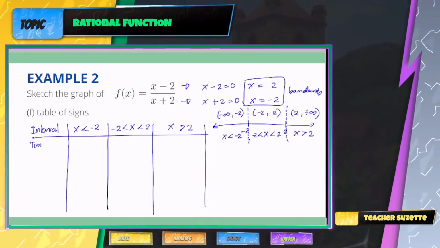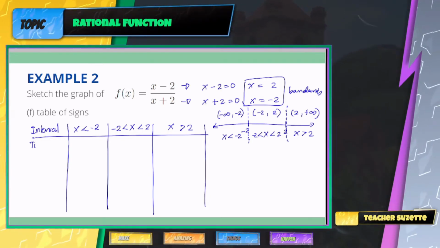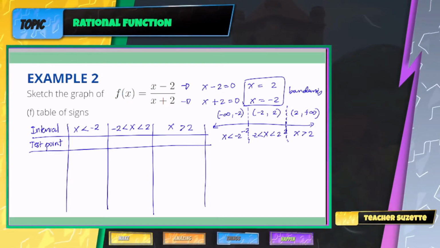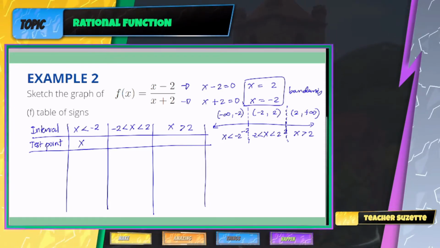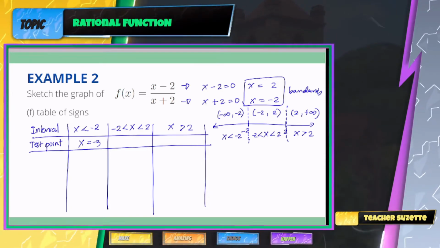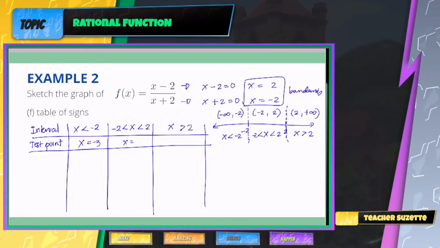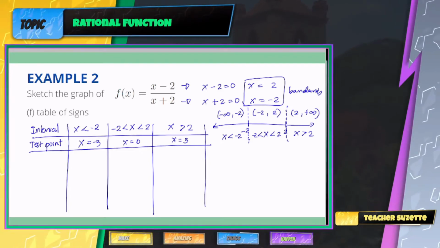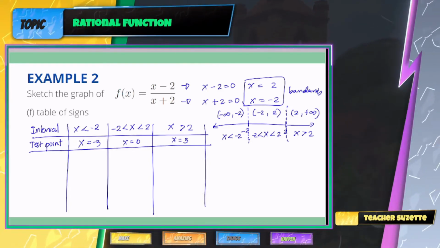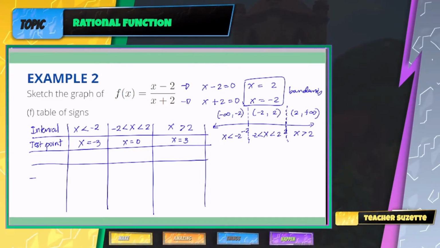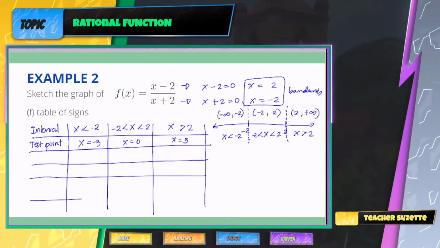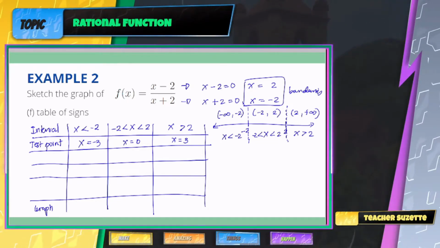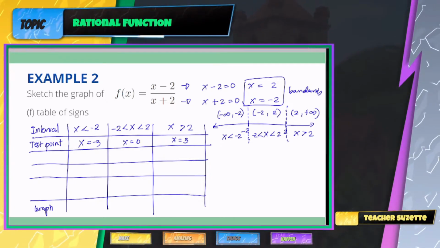Then, we will have test points. So, let's give a value of x that is less than negative 2, that is negative 3. A value of x between negative 2 and 2, that is 0. And lastly, x is equal to positive 3. So, let's go through the numerator and denominator one by one and solve for the sign of the whole expression. Then, let's get the idea of the behavior of the graph.